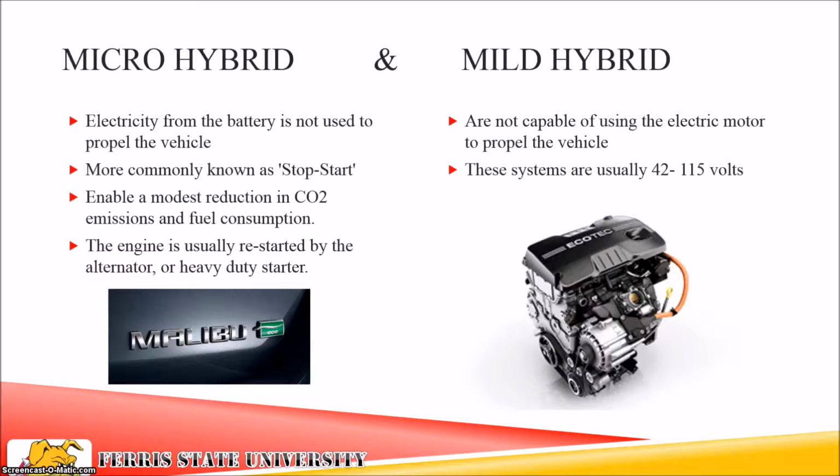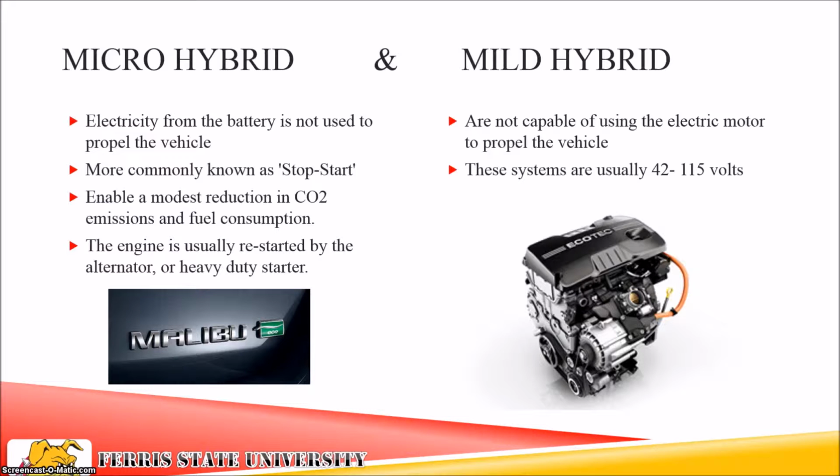This Malibu features a 2.5 liter engine with a heavy-duty starter and two AGM batteries: one small AGM battery to run the accessories, which is mounted in the back of the trunk, and one very large battery, 950 cold cranking amps, in the front to power the heavy-duty starter for the auto stop. Most engines in a micro hybrid are usually restarted by the alternator, or like we said, with a heavy-duty starter in the case of that Malibu.